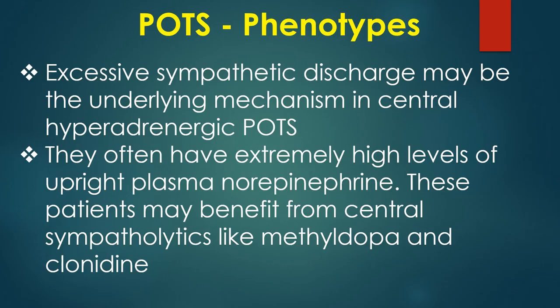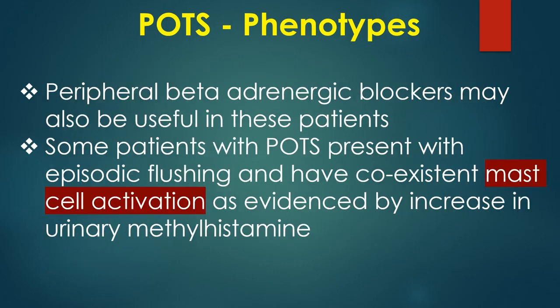They often have extremely high levels of upright plasma norepinephrine. These patients may benefit from central sympatholytics like methyldopa and clonidine. Peripheral beta-adrenergic blockers may also be useful in these patients. Some patients with POTS present with episodic flushing and have coexistent mast cell activation as evidenced by increase in urinary methylhistamine.